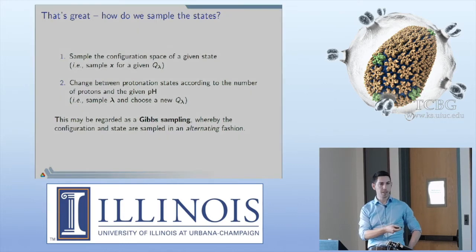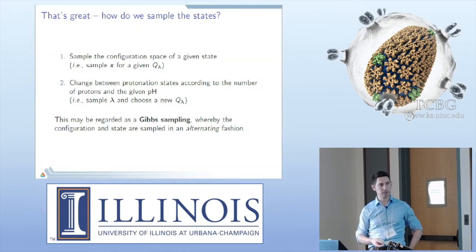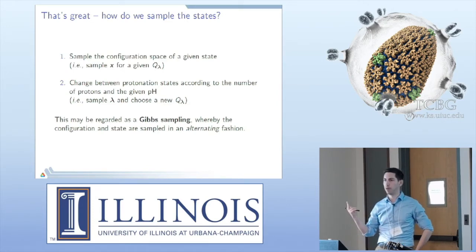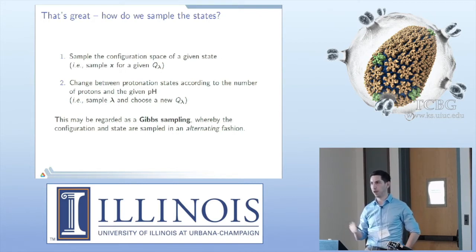The second part is that we want to now be able to change the protonation state according to this pH-dependent factor and the number of protons in the system. So this is sometimes what people call in the statistical inference community Gibbs sampling, where I have two joint parameters that I want to sample alternatingly. So I can sample the configuration first, then I can stop, keep my configuration fixed, and then try to sample my protonation state second.